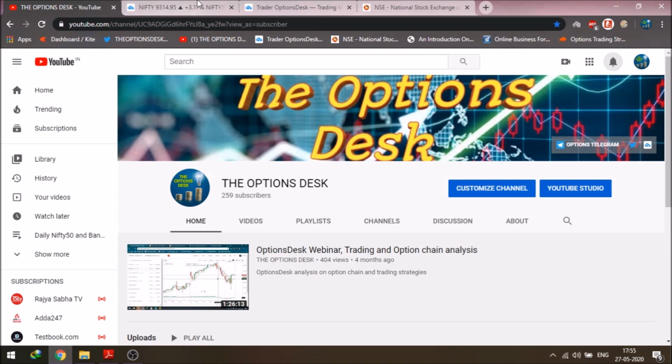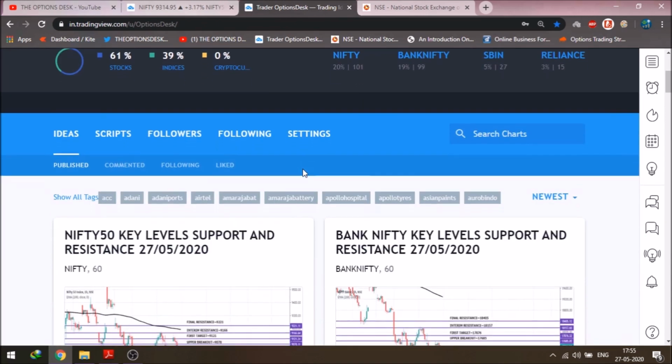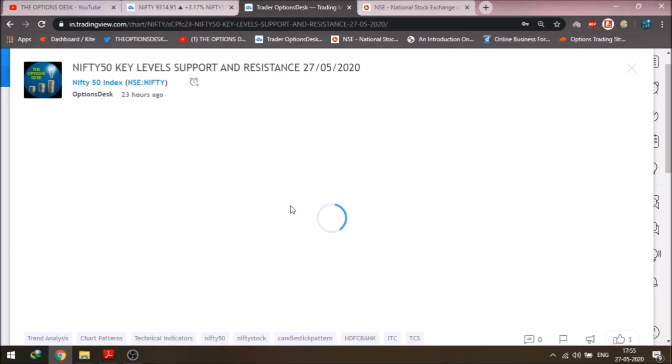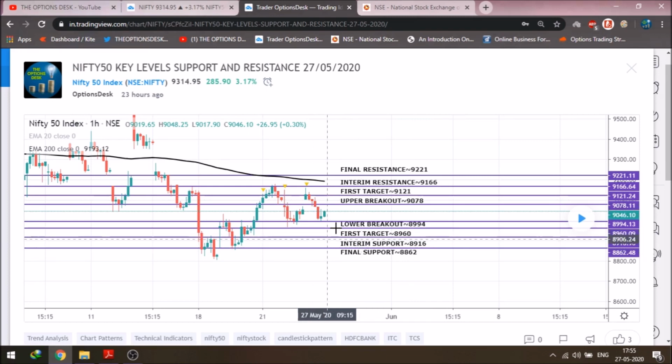So firstly, now let's see how the levels performed in the Nifty 50 for today. So as you can see, this was the level for the 27th of May 2020. So now let's check it. So just give it a moment. So this was a level, as you know, it has not been uploaded yet. So now let's see once it loads.